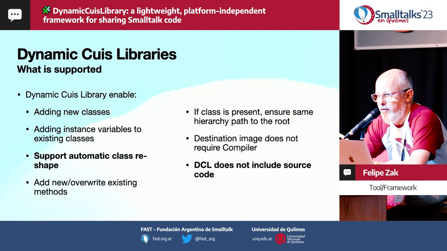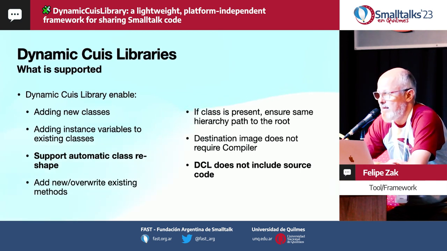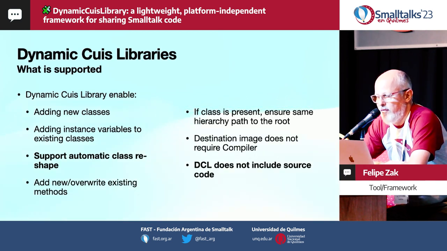A constraint we define for a library to be installed is that the class spec included in the library should have the same hierarchy path to the root as the class in the destination image, if it exists. And as I was saying, we don't want the destination space to require the compiler. And as I was saying at the beginning, we don't want source code. We don't include source code.